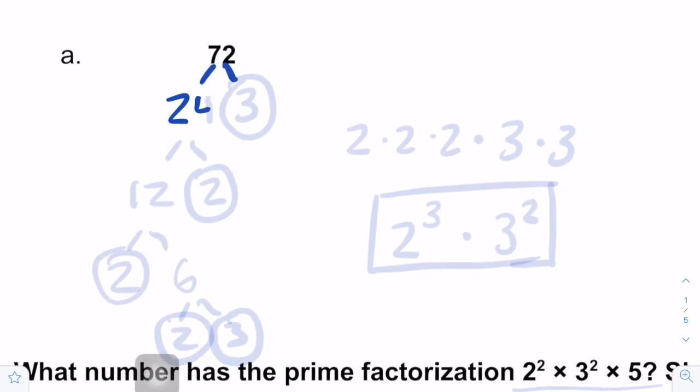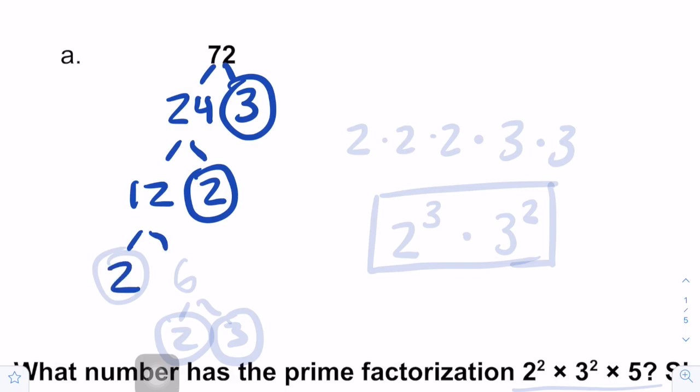I want to use 24 and 3. Okay, I know 3 is prime, so I circle it. 24 can be divided into 12 and 2. I can circle 2, and then 12 can be divided into 2 and 6, circle the 2. And lastly, 6 can be divided into 2 and 3.